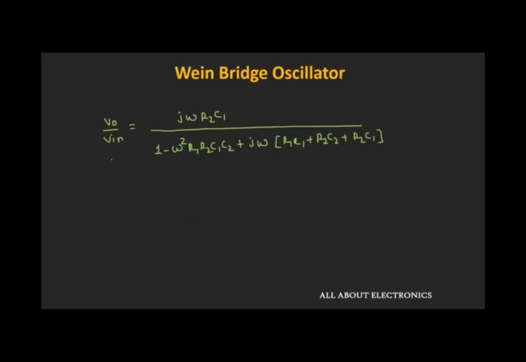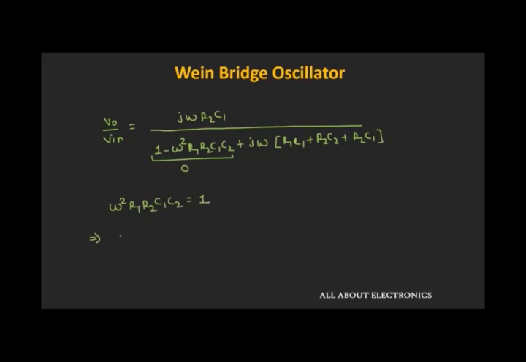Now, like we have discussed, at the resonant frequency, the phase shift that is offered by this feedback network will be equal to 0. That means this term should be equal to 0, so that this j omega will get cancelled out at numerator and the denominator, and the overall phase shift that is provided by the circuit will be equal to 0. So from this we can say that at resonant frequency, this omega square R1 R2 C1 C2 will be equal to 1.